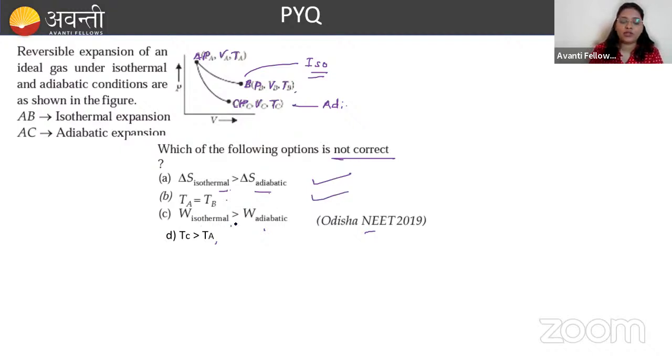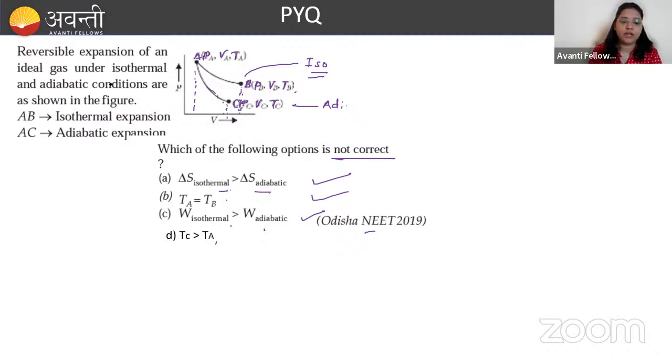Next, W isothermal is greater than W adiabatic. This is again correct. You can see the work curve here. The area covered by this work curve is highest as compared to the area covered by this adiabatic curve. So that's why the work of isothermal will always be greater than the work for adiabatic.